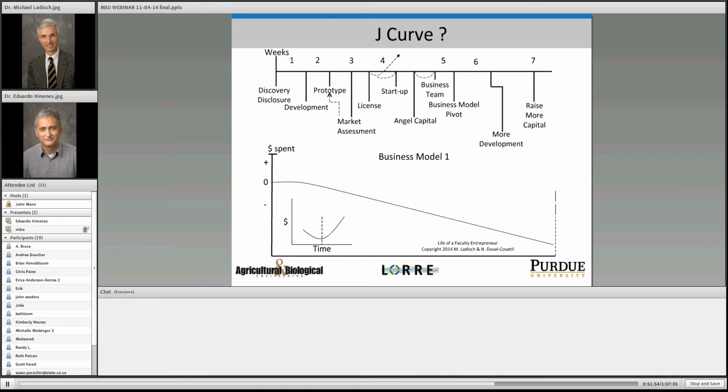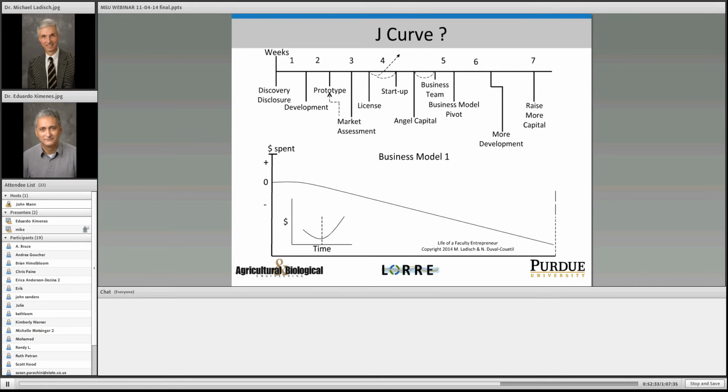And so really what you can see is the major steps, and these are called the 7 factors. This is a methodology that I've developed together with Professor Natalie Duval-Coutil at Purdue University, where we teach this in a technical entrepreneurship class. Anyhow, it's discovery, disclosure, which we've done, the development, which you've heard about, and the prototype. And we're really at step 3, and we've started market assessment. So there are all these other steps that still need to be done, and some of these may have off-ramps, but they will require more capital.